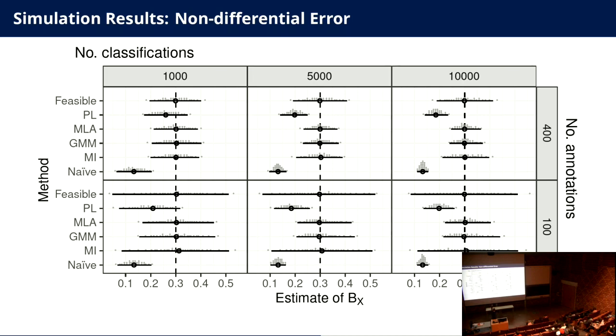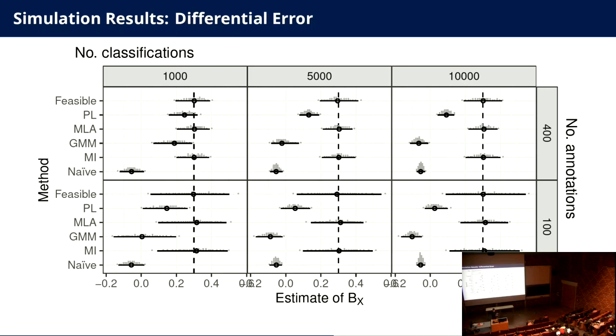So the generalized method of moments works, multiple imputation works, maximum likelihood estimation works. And we can also see that part of how they work is that they get more efficient as we add more automatically classified data. So we're not just working with validation data; we're actually getting statistical power from the automatic classifications, even though that automatic classifier is pretty weak.